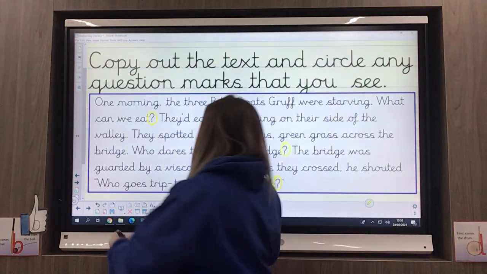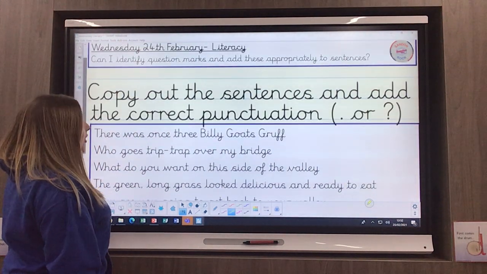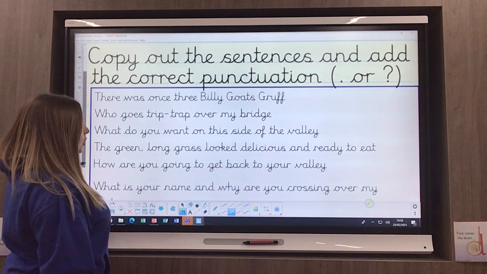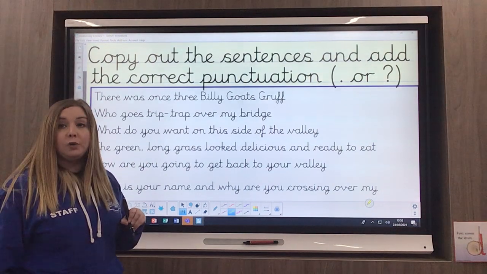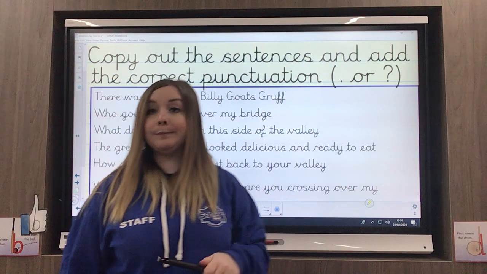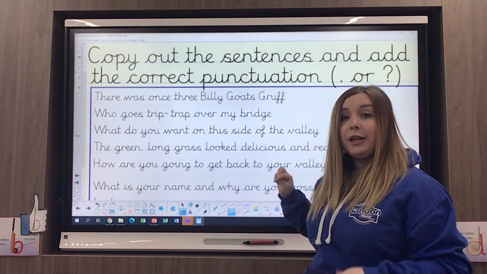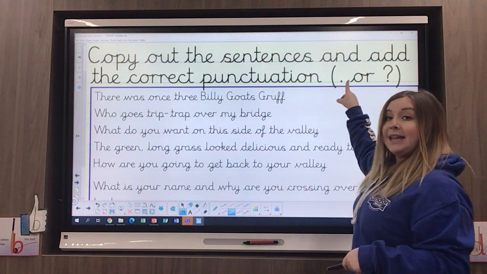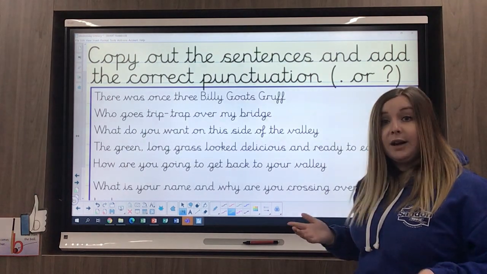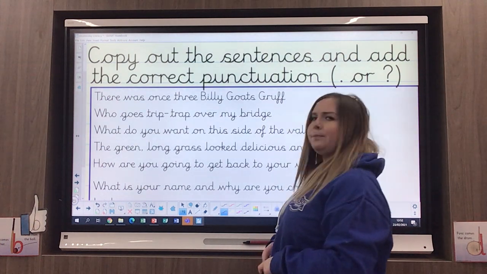Okay, so I've got some sentences on my board. And you'll notice that my sentences haven't got any punctuation at the end. Okay, there's nothing to end my sentences. And what you're going to do is you're going to copy it out into your yellow book, and then you're going to add either a full stop or a question mark, depending on if it's a question or not. So let's have a go at the first one together.